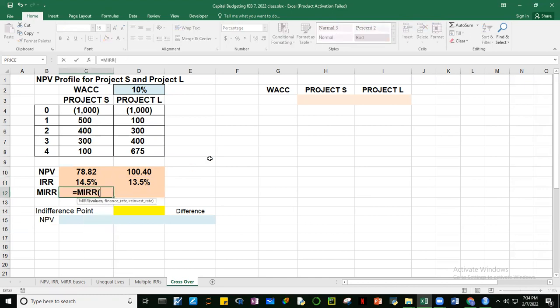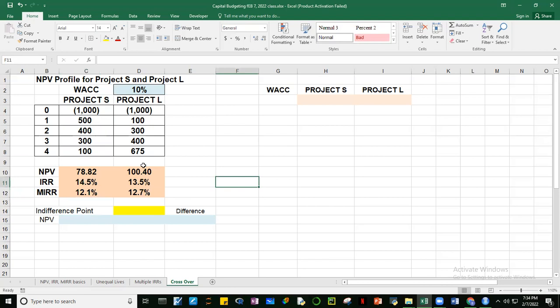Okay, so compute lang natin MIRR. Okay? MIRR values natin once again lahat. And then finance rate is WACC 1. Okay, and then the investment rate is WACC 1. There. Okay, 12.1. So alam natin na mas mataas ang MIRR ni project L kasi consistent siya with NPV.